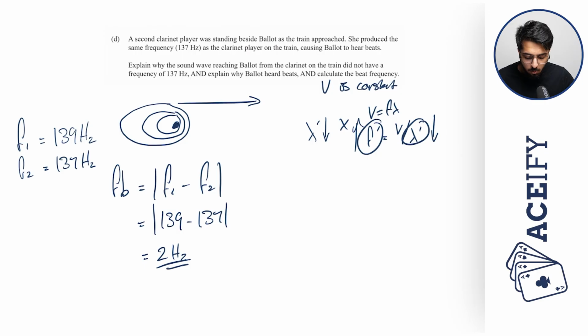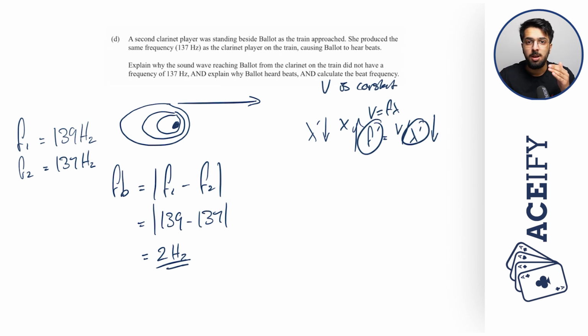Alright, so now why does he hear beats in the first place? Beats are caused by two waves that have very, very similar frequencies. However, because their frequencies are not exactly the same, if we were to observe those two frequencies from a fixed position, the two frequencies are going to come in and out of phase. When the sound waves meet in phase, they constructively interfere, therefore producing a loud sound. However, when they meet out of phase, they destructively interfere, therefore producing a quiet sound.